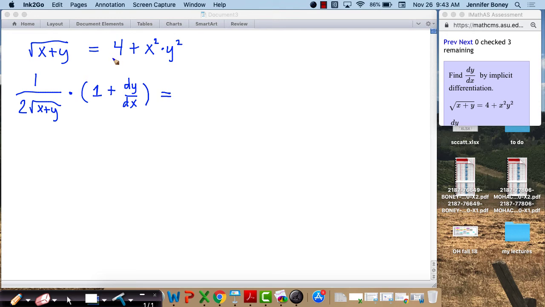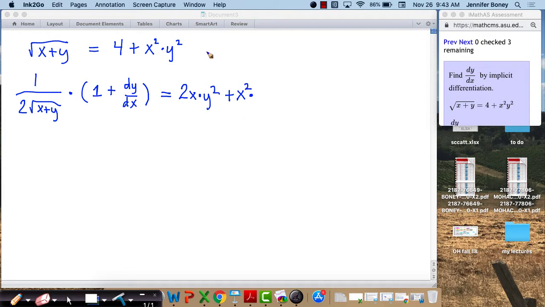Now, if we do the same on the right, the 4 part's going to go away, the derivative of a constant is 0. So all I have to really concentrate on is how do I find the derivative of x squared times y squared, and that's product rule. So the derivative of x squared with respect to x times the original y squared, plus the original x squared times the derivative of y squared with respect to x.